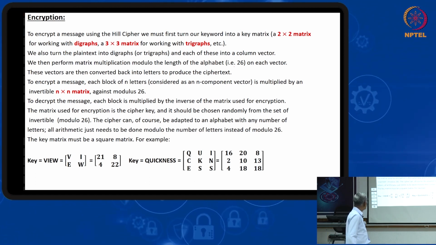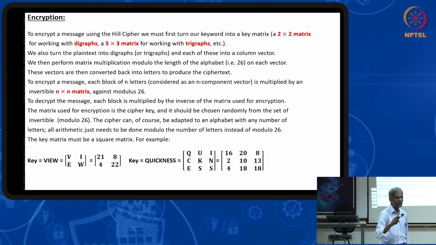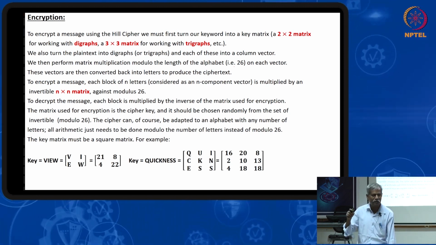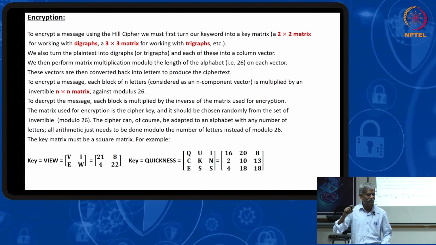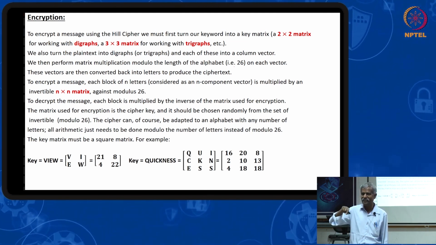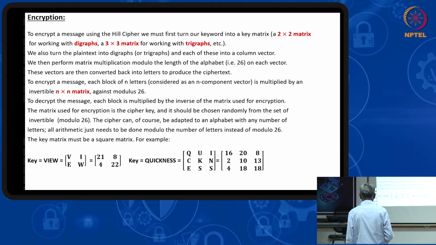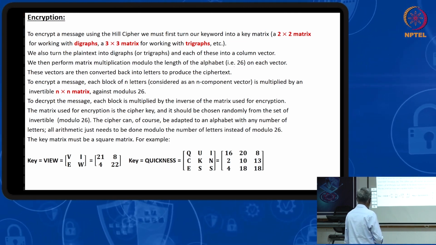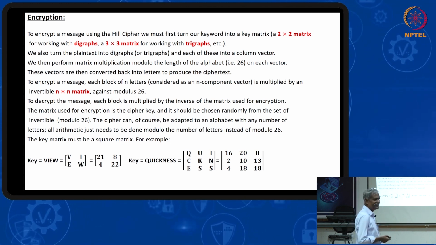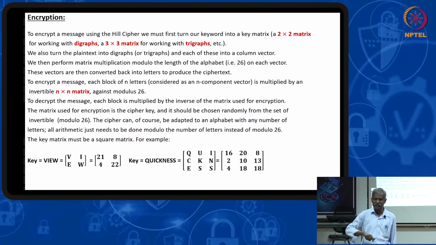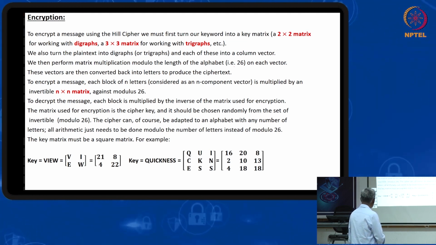Suppose we use VIEW as the plain text. You want to encrypt the text VIEW. They start like this: A equal to 0, B equal to 1, C equal to 2, D equal to 3, X equal to 23, Y equal to 24, Z equal to 25, starting from 0. Now in VIEW, V is 21, the first letter. Similarly I is 8, E is 4. You can verify this easily: A is 0, B 1, C 2, D 3, E 4. So E is written as 4. Similarly, W is written as 22.